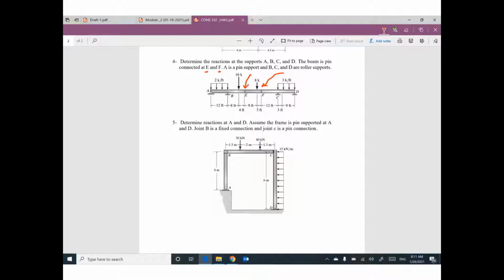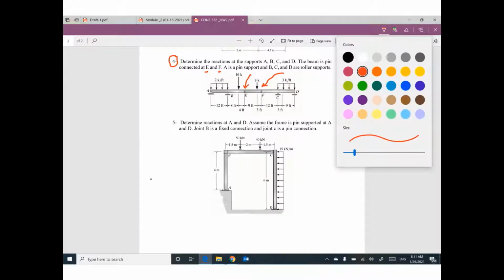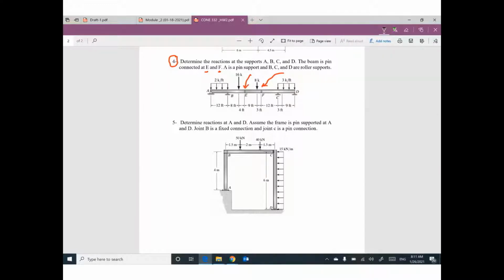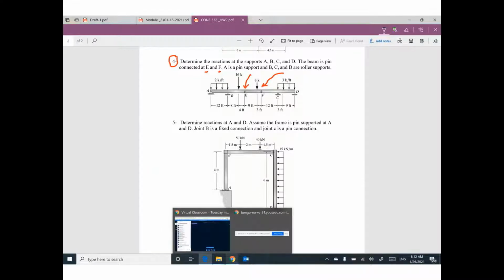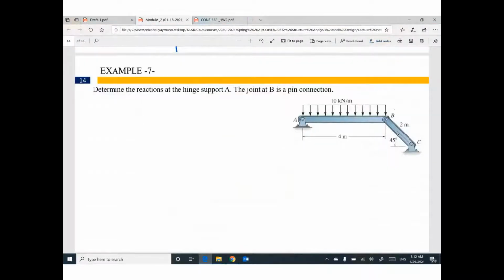The beam is pin connected at E and F. What does it mean? It means you have to do separation. That means for problem number 4 in the homework, I will separate this part of the beam to how many parts? Any answer? How many parts for this one? 3? Perfect.